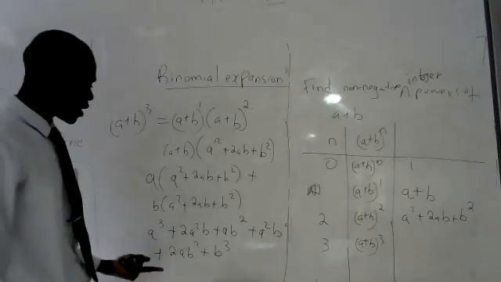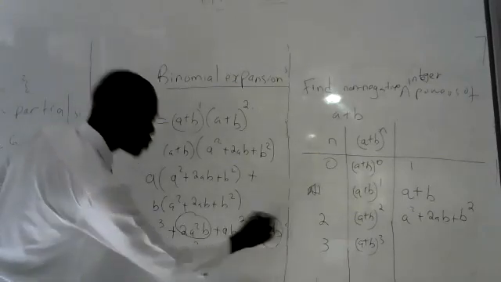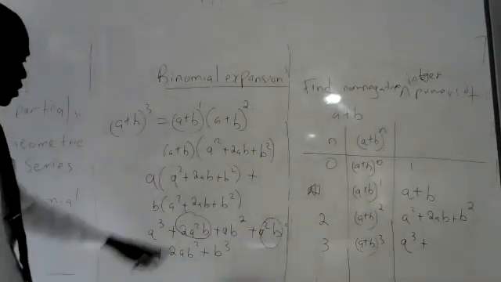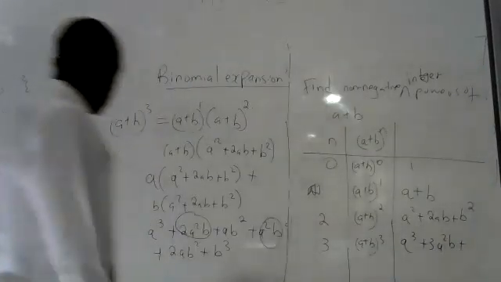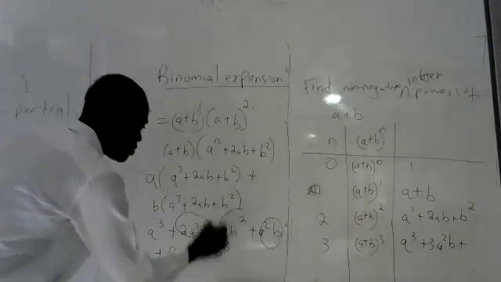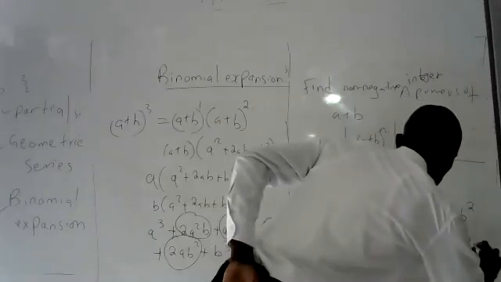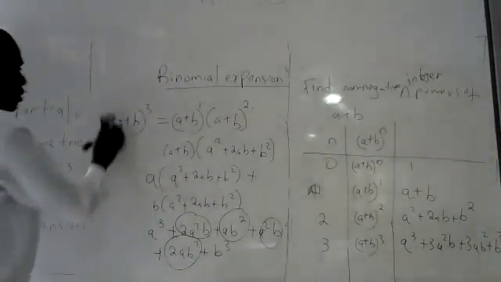So here, identify the common terms. We have a squared b, and we have a squared b. So here we will have a cubed plus 2a squared b plus a squared b. That's going to be 3a squared b. Plus this is ab squared, and then this is 2ab squared, so 2 plus that is going to be 3ab squared. And then lastly, plus b cubed.